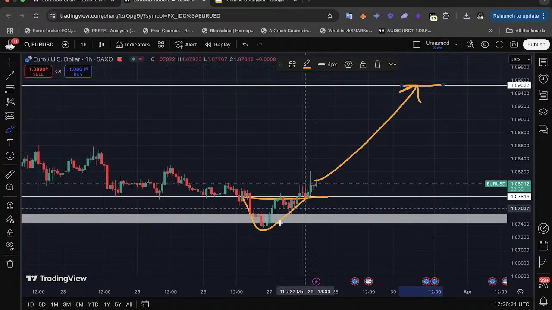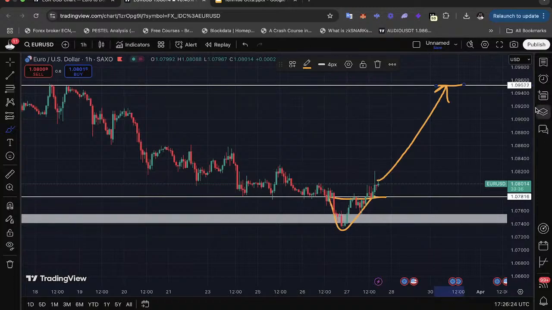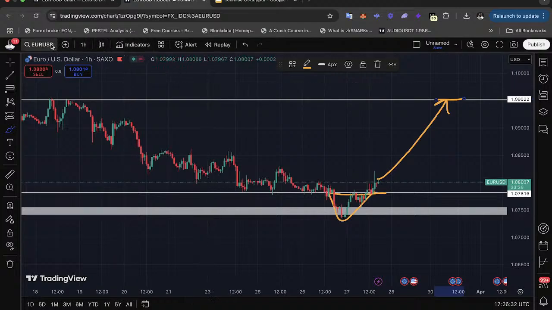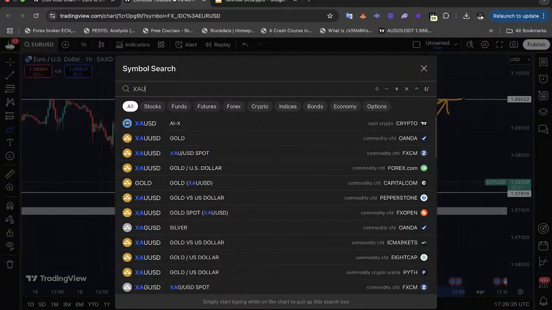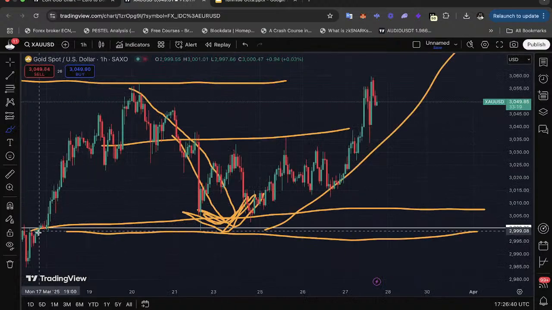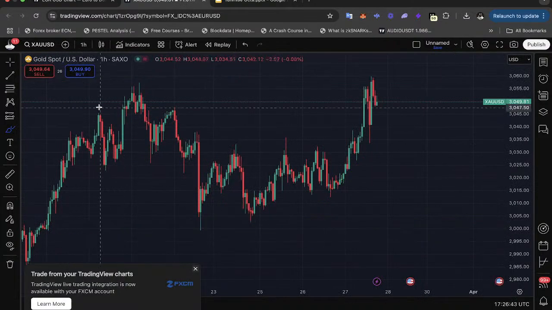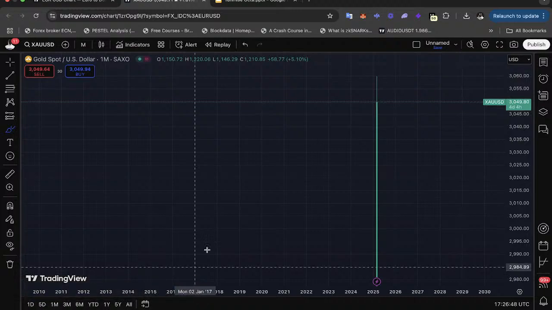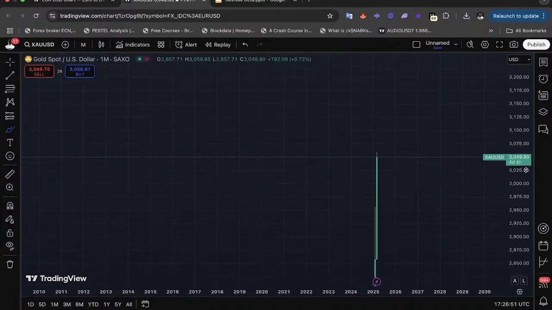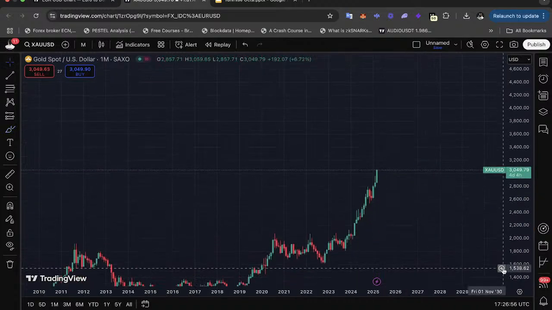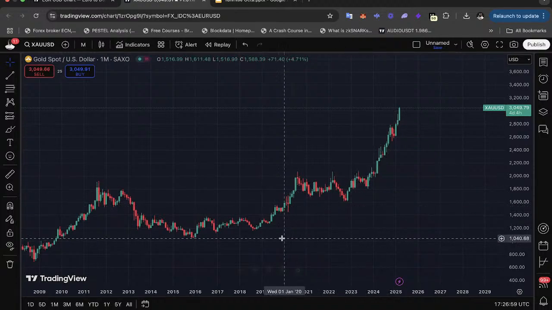Okay, so this is our outlook on EURUSD. All right, I've seen a lot of persons share that we should analyze gold, so we are going to go and check on gold. So for gold now, we'll be starting with the monthly time frame. This is the gold market, and boom, here we are.